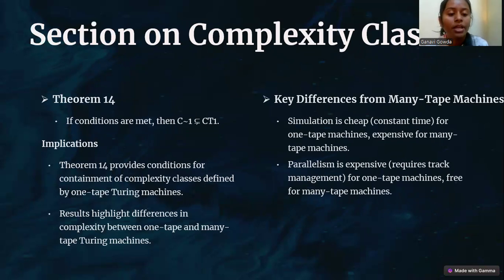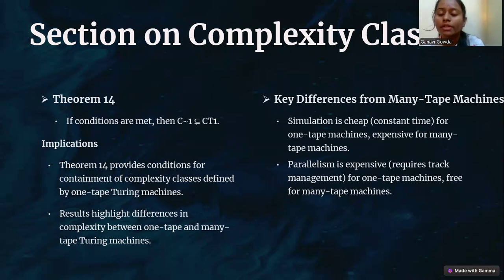Theorem 14. If the conditions are met, then C1 is approximately equal to C1. The implication of Theorem 14 is that it provides the conditions for containment of complexity classes that are defined by one-tape Turing machines. It highlights the differences in complexity between one-tape and many-tape Turing machines.